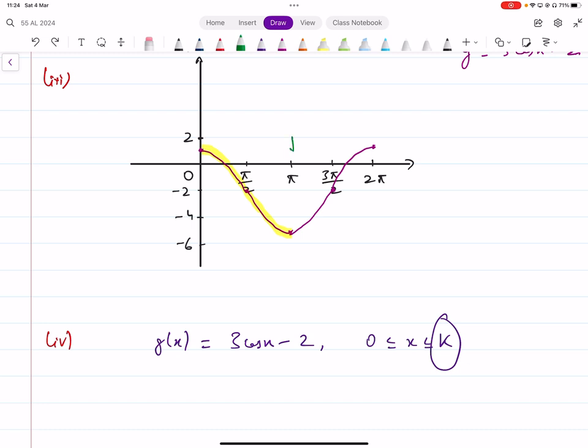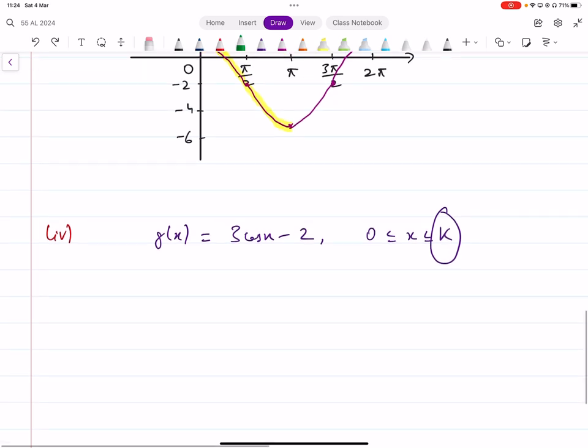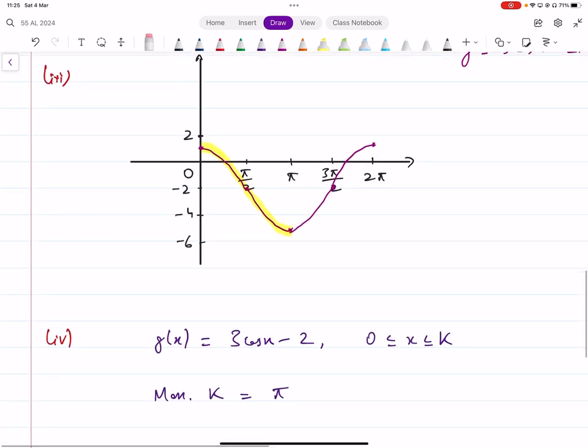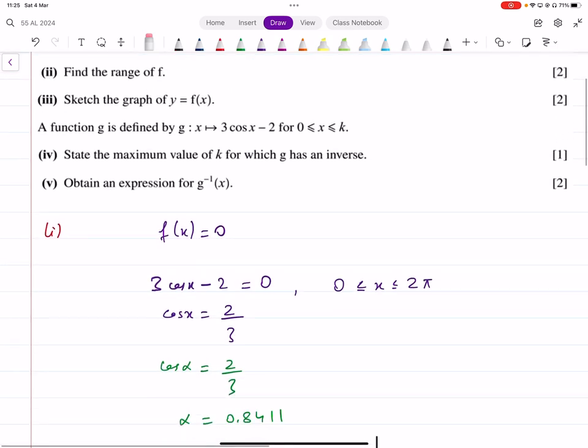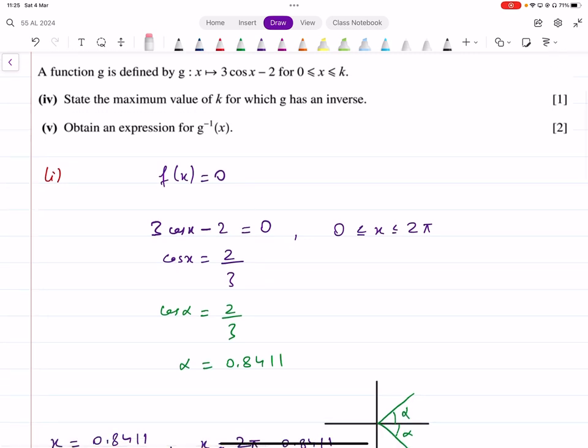So what's the maximum value of k then? It's pi. Maximum value of k is pi. Make sense? You need to state the maximum value of x. The value of x horizontally is pi. Okay? Let's look at the last part.